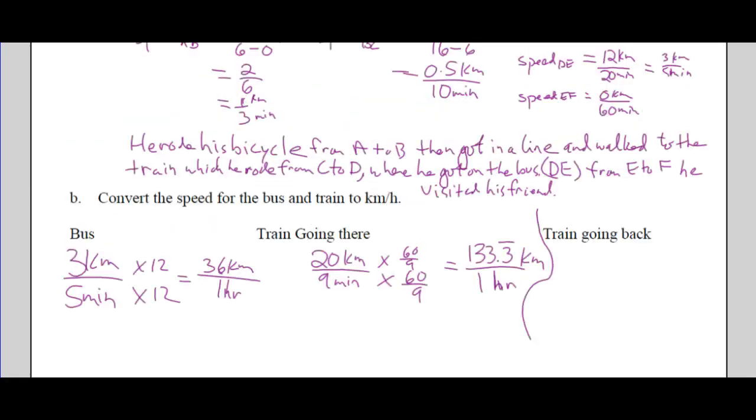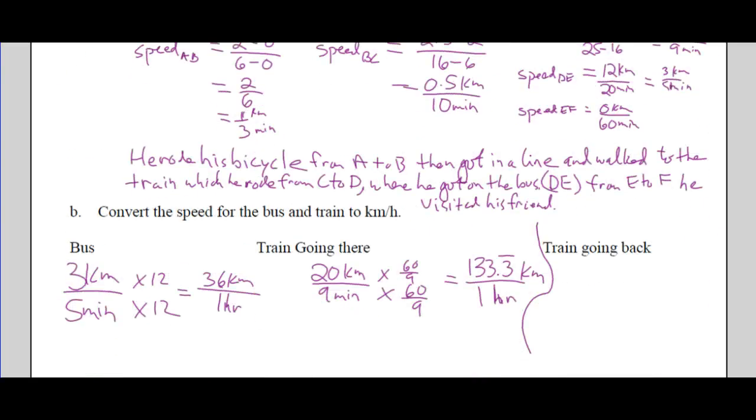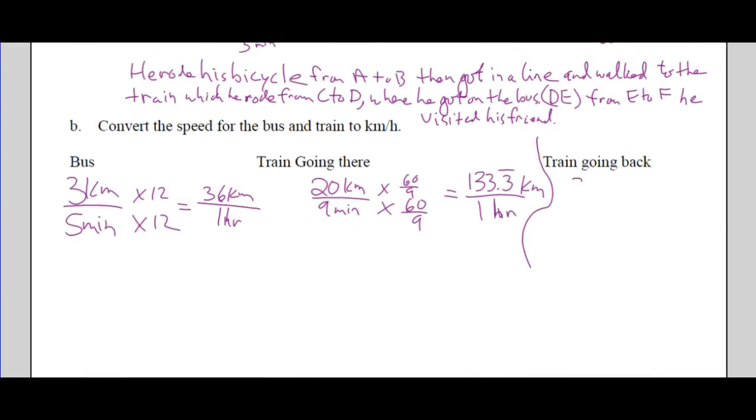And the train going back. So the train going back was 32.5 kilometers in 20 minutes. So we'll ignore the negative now. We'll just say it's going 32.5 kilometers in 20 minutes. How do we get 20 minutes to be hours? Times 3. So we got 1 hour on the bottom. We got 3 times 32.5, which is 97.5 kilometers per hour. A little bit slower.